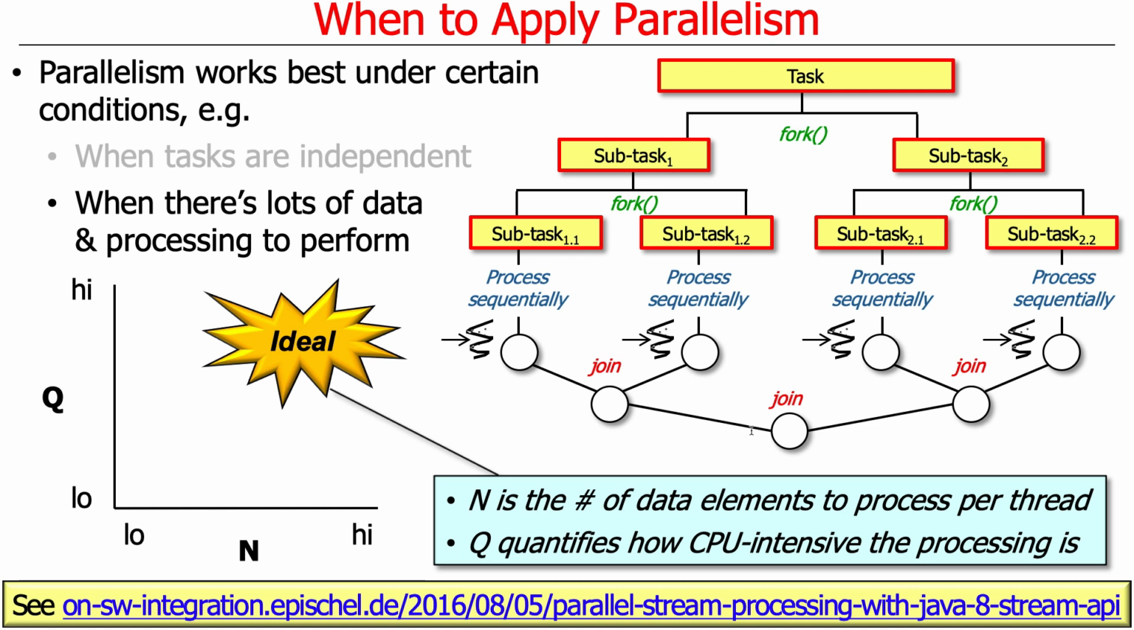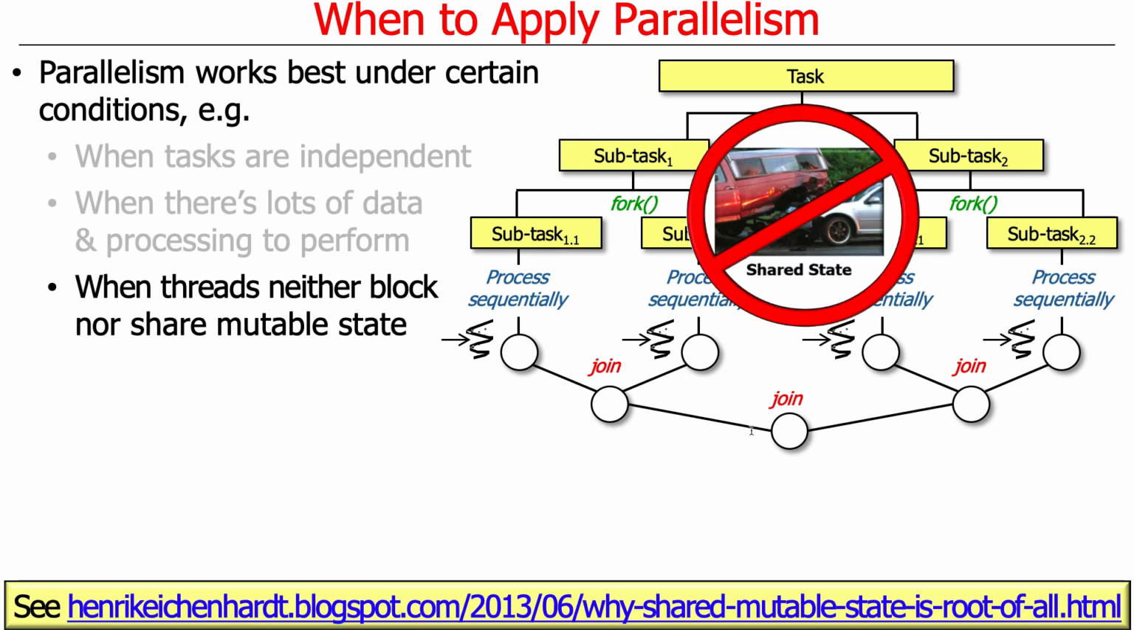And Q is kind of a weird thing. It really quantifies how CPU intensive the processing is. So if you have lots of data and each data element takes a long time to process, then you get more advantages of parallelism, especially when the tasks are independent. If you only have a small number of data elements, if you only do a little bit of processing per data element, it's usually easier, or faster, to do it sequentially, and easier typically too.